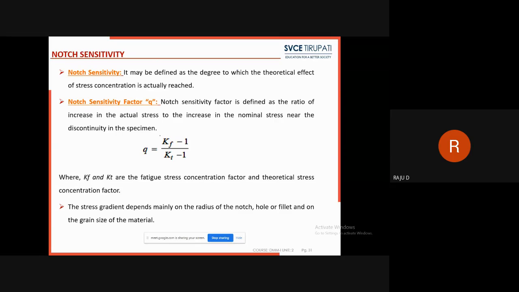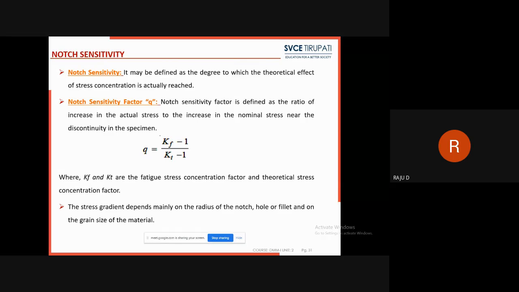If you do not maintain the lowest amount of stress concentration value, it is going to break. It is mainly defined as the ratio of the actual stress to the nominal stress value at the junction of the specimen, or any discontinuity of the specimen where the area changes. At that point only we calculate the notch sensitivity value.